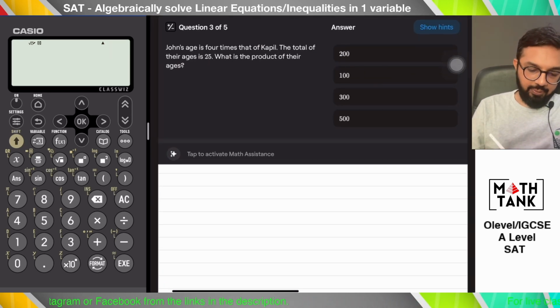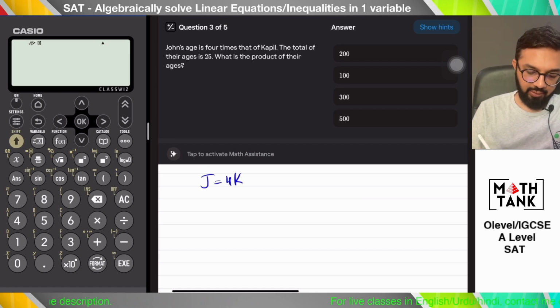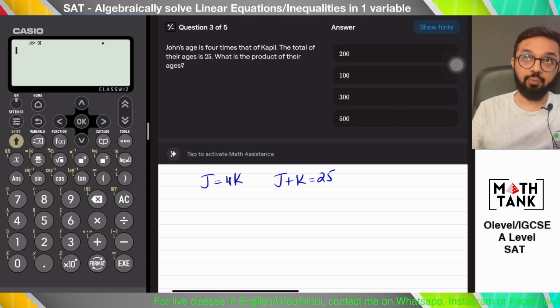John's age is 4 times that of Kapil. So John is 4 times Kapil. The total of their ages is 25. John plus Kapil is 25. What is the product of their ages?